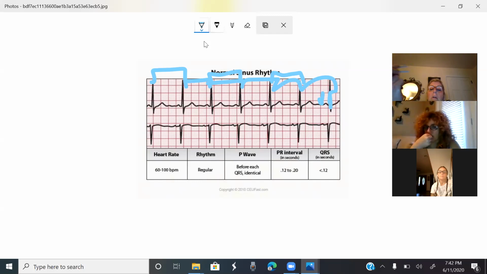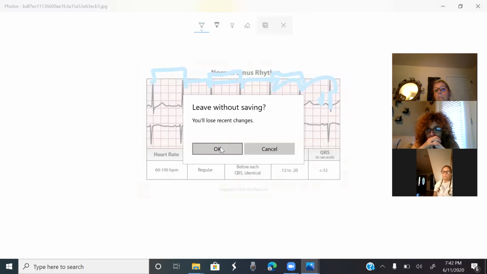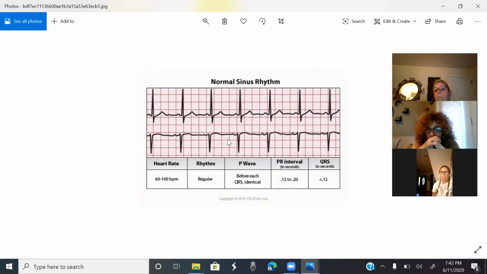Can y'all agree? See that? How many blocks is that? Can you still see my screen? See my arrow? Where's my PR interval? Starts where? Right here where this lifts off the page, and it goes to here, where the QRS starts.